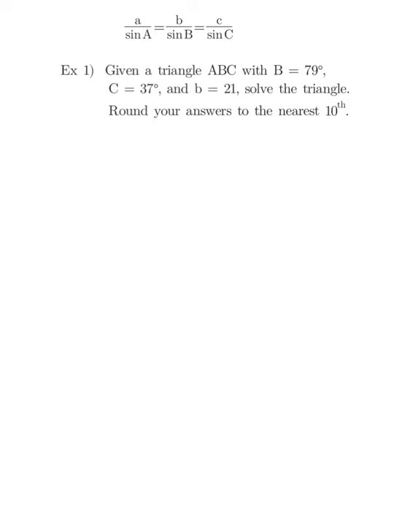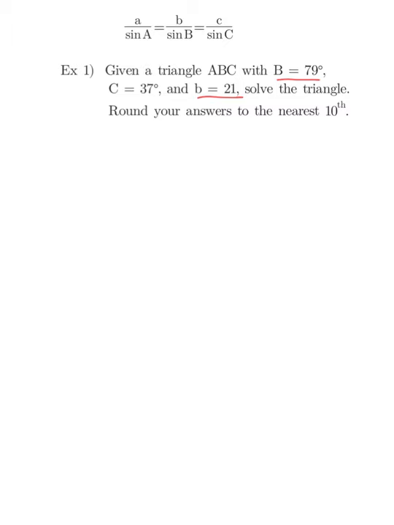In our first example, we are given a triangle ABC with angle B equaling 79 degrees, angle C equaling 37 degrees, and side B equaling 21. We are to solve the triangle. The directions tell us to round the answers to the nearest tenth. When you are doing these problems, make sure that you have a pair of opposites, angle B and side B. We have to have that pair or we cannot use the law of sines.